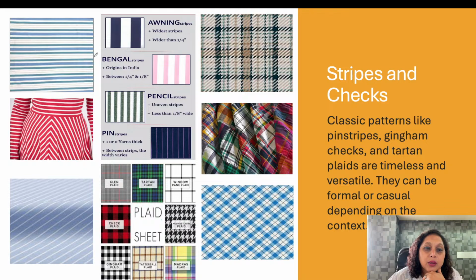Now, when we're talking about stripes, we have the horizontal stripes that make you look broader, then we have the vertical stripes that make you look narrower, and in between, we have stripes that we use in different ways to create interesting patterns in our dresses as well. So we have the Awning stripes, which are nice and thick, the widest stripes. Then we have the Bengal stripes, which have thin and broad stripes, almost like a chalk stripe.